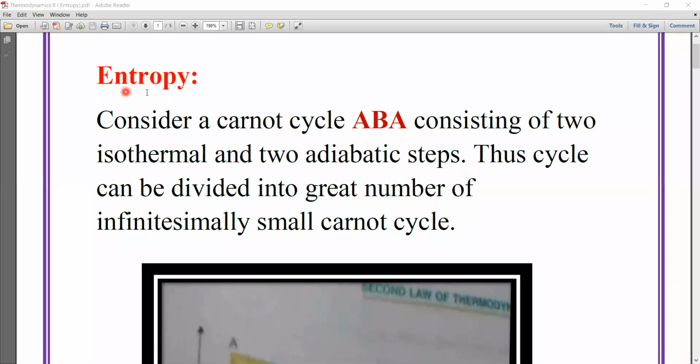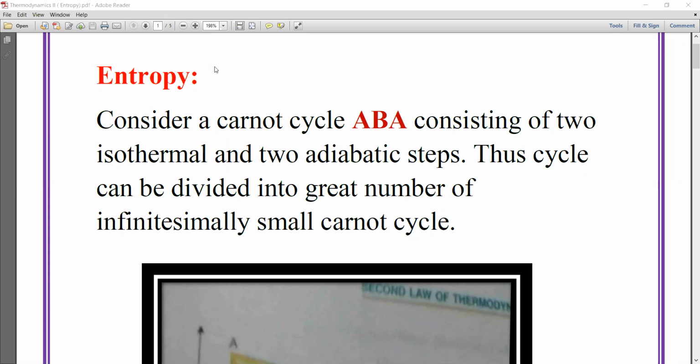What is entropy? Now in first law of thermodynamics we have studied enthalpy. So in first law the concept of enthalpy is there, while in second law of thermodynamics the concept of entropy is there. Enthalpy is denoted by, what is the symbol of enthalpy?